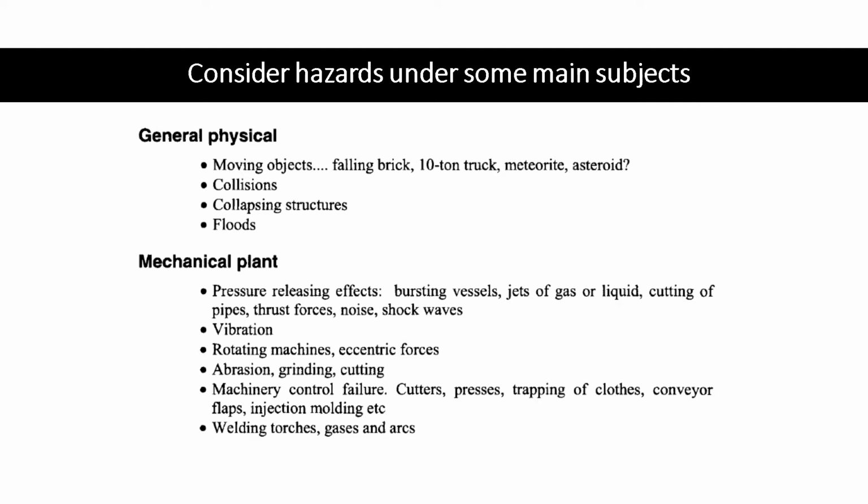Let's consider the dangers under a few main themes. General physical: we have moving object, collision, collapsing structure, and floods. In mechanical plant, we have pressure releasing effects, vibration, rotational machine, abrasion, machinery, and machinery control failure, and welding torque.